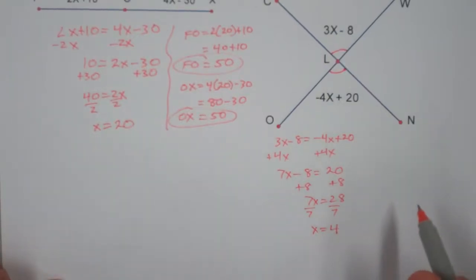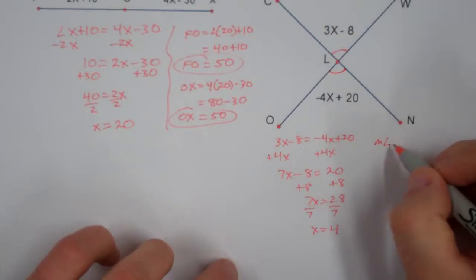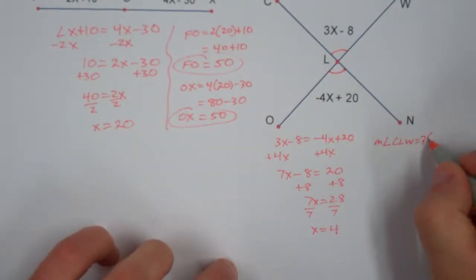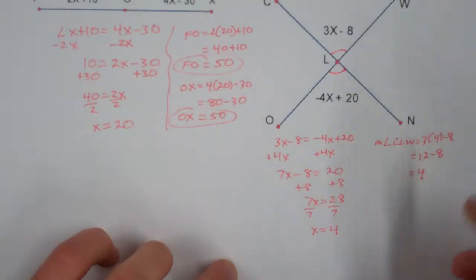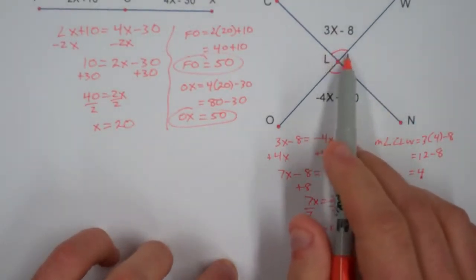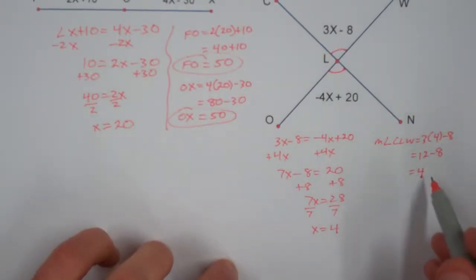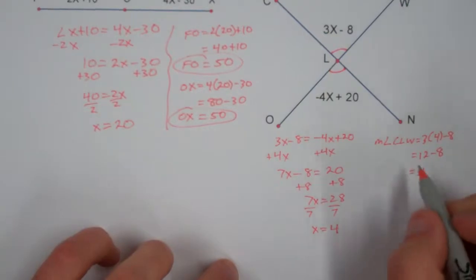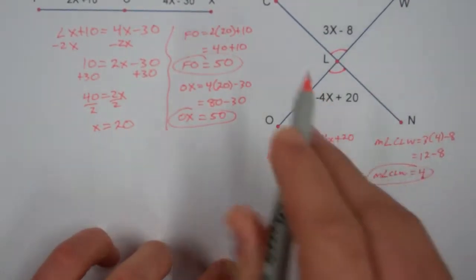Again, we're not done with this problem. We want to find the measure of angle CLW, which is 3x minus 8, or 3 times 4 minus 8. 12 minus 8 is 4. So even though that's a small angle and it doesn't look like that on the diagram, sometimes the diagrams aren't drawn to scale. We don't know what this is. It's degrees or something else, but if it's degrees, it's going to be kind of a smaller angle. So anyways, the measure of angle CLW is what we're looking for here.